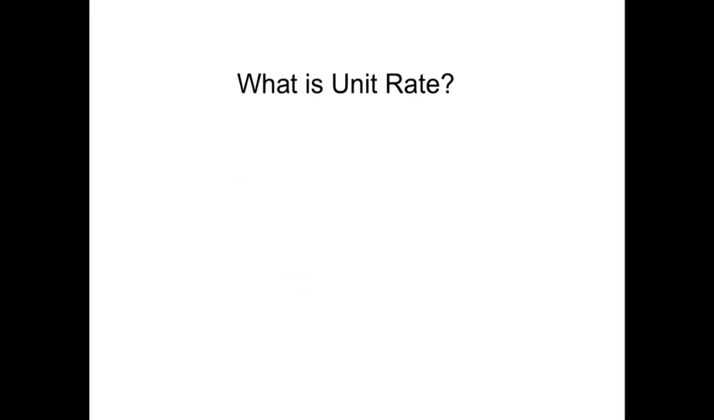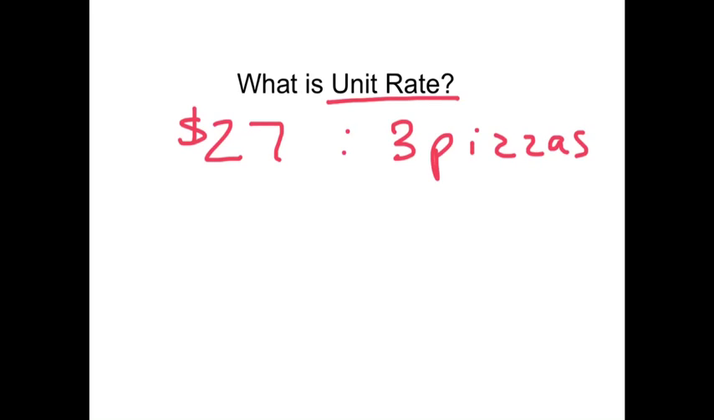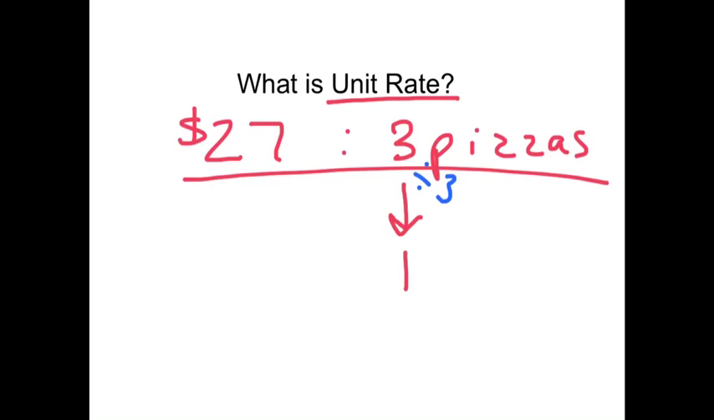Now there's a special kind of rate called the unit rate. Let's go back to our example from before of $27 to 3 pizzas. We want to change it to a unit rate because this is just a regular old rate. And to do that, we need to change the second number, the second quantity, to a 1. Well, how do we change a 3 into a 1? We can divide by itself. So divide by 3, that turns it to 1.